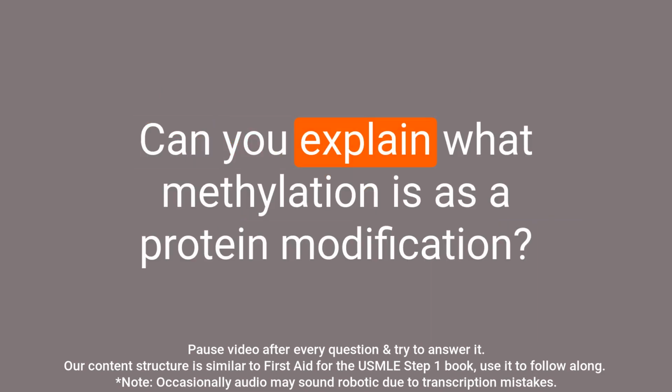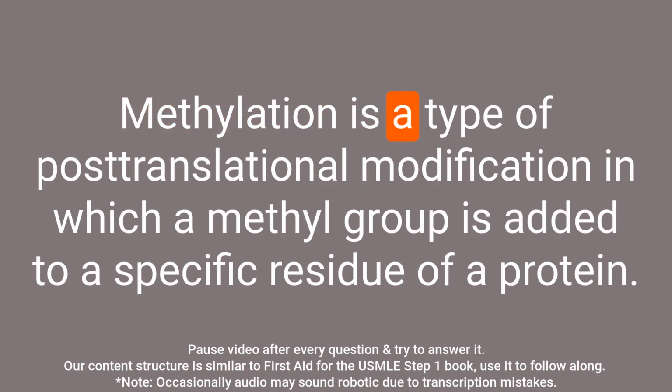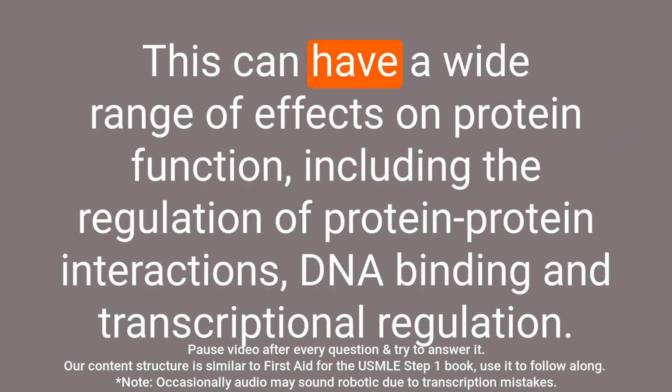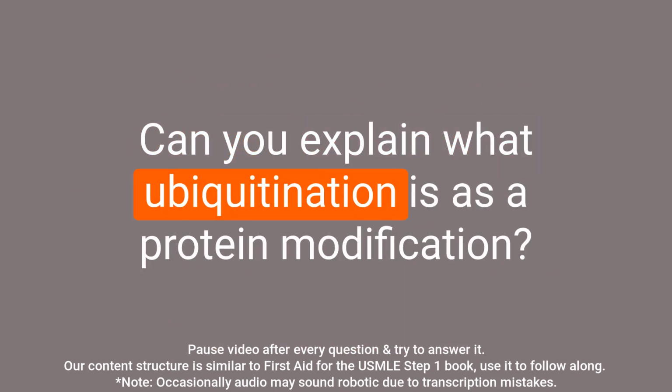Question: can you explain what methylation is as a protein modification? Answer: methylation is a type of posttranslational modification in which a methyl group is added to a specific residue of a protein. This can have a wide range of effects on protein function, including the regulation of protein-protein interactions, DNA binding, and transcriptional regulation.